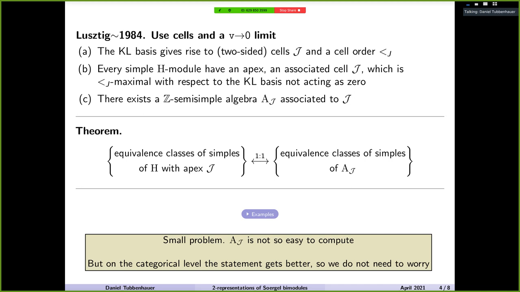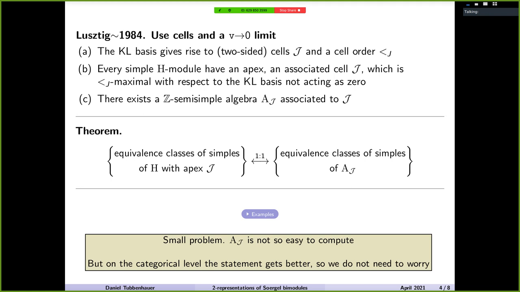Anyway, the nice thing is, on the categorical level, it actually gets better. It's basically the same theorem, but without any catch, which is very surprising. This is basically the only time I can tell you about a categorification of a classical theorem where the categorification is actually easier than the classical theorem itself.